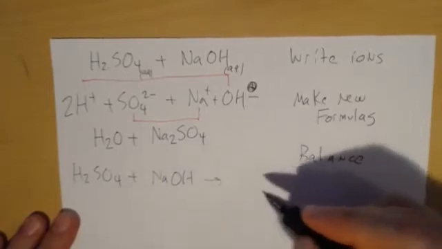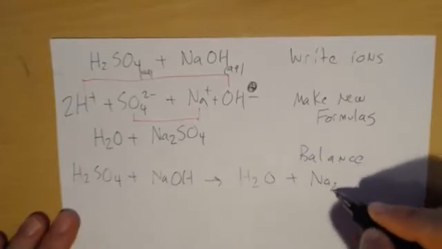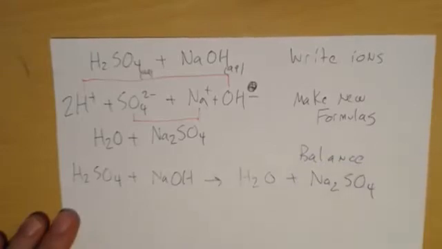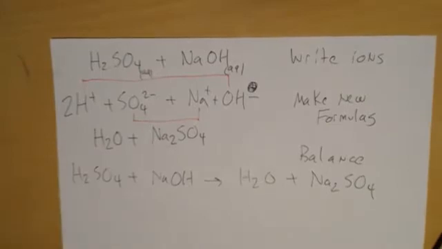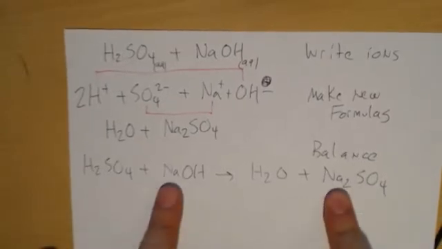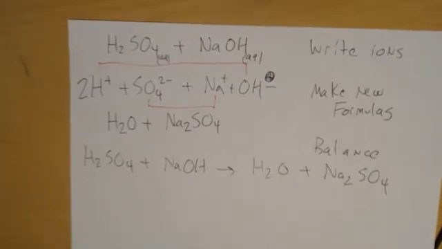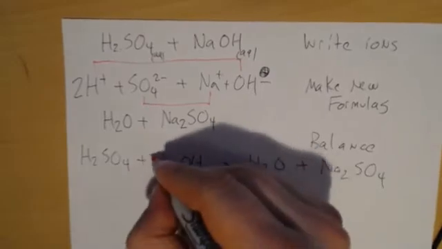goes to H2O plus Na2SO4. Okay. So what happens? Let's see. Let's look at metals. I got 2 sodium and 1. So I better do what? Add a 2 in front of the NaOH. Absolutely.